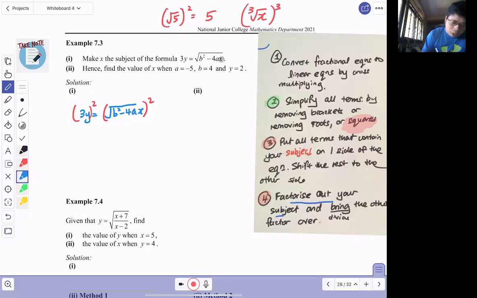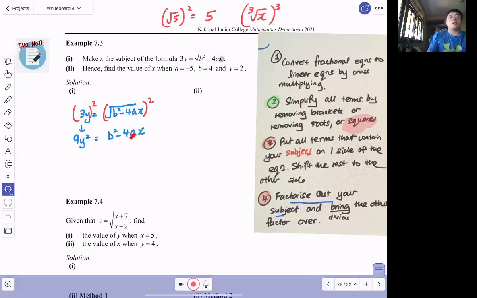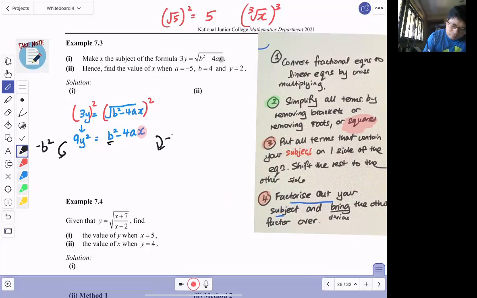So from here, 3y squared, take note, this is 9y squared, not 3y squared. On my right side, you can see that the square root has entirely disappeared. Again, my x is the subject. I'm just going to subtract this over, minus both sides by bx squared minus b squared.